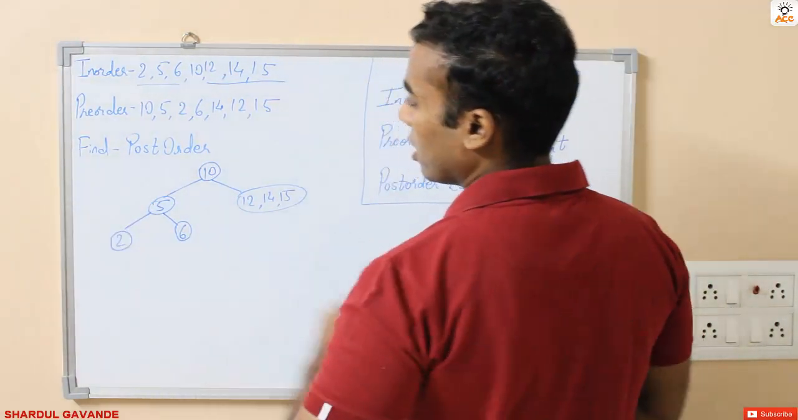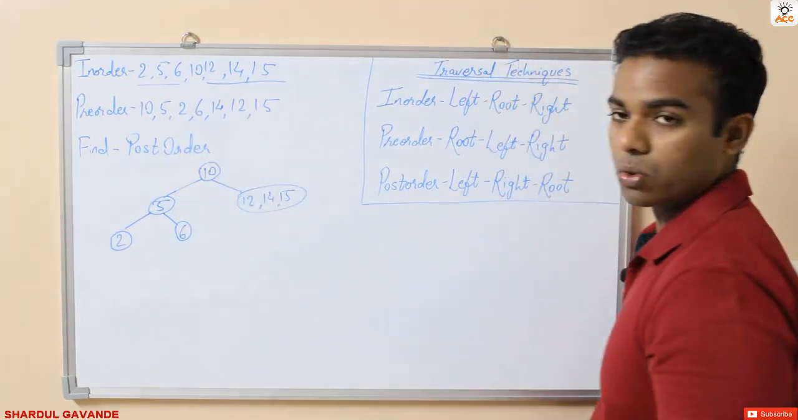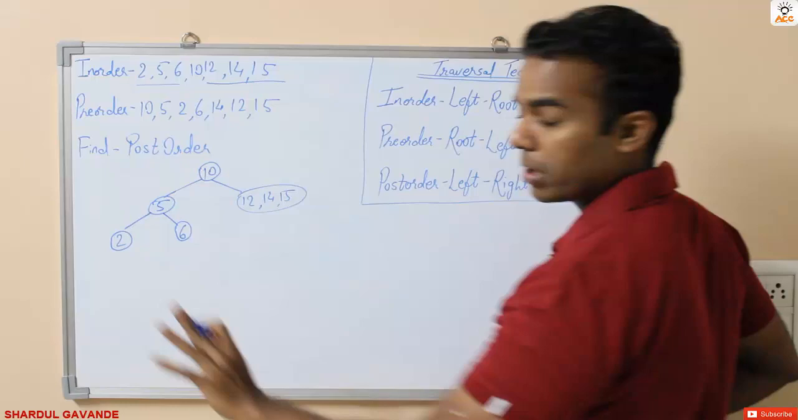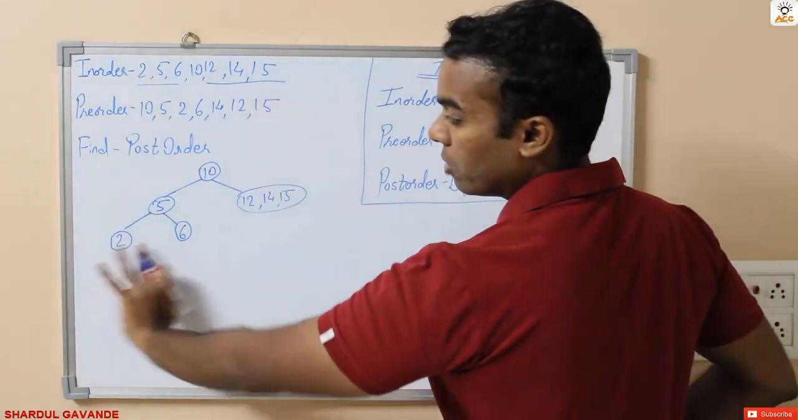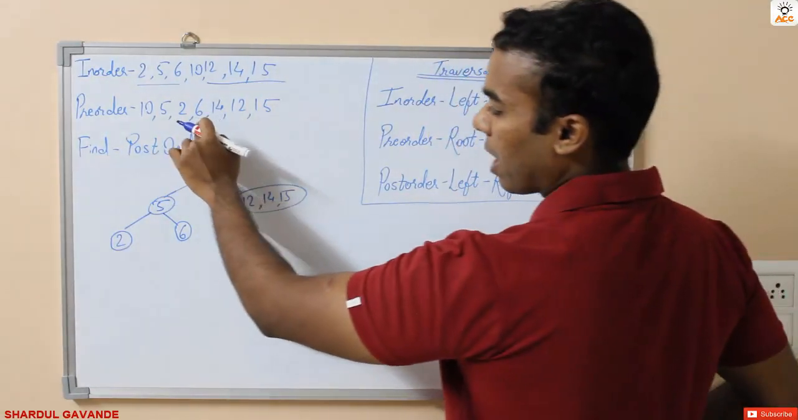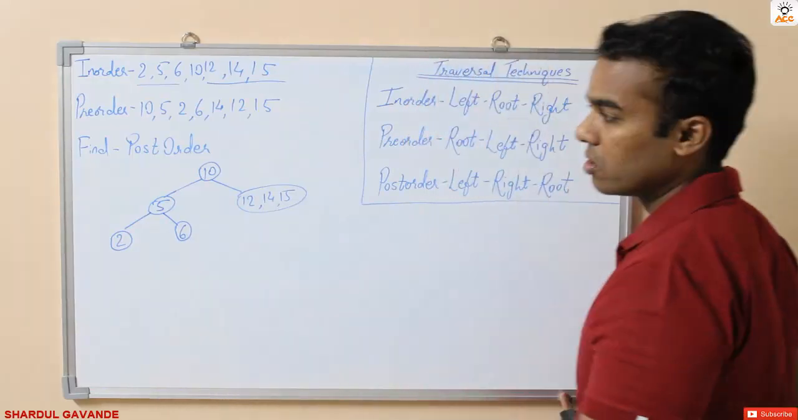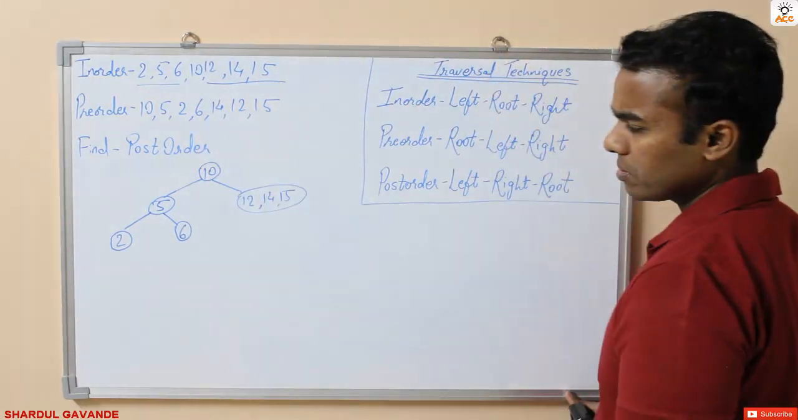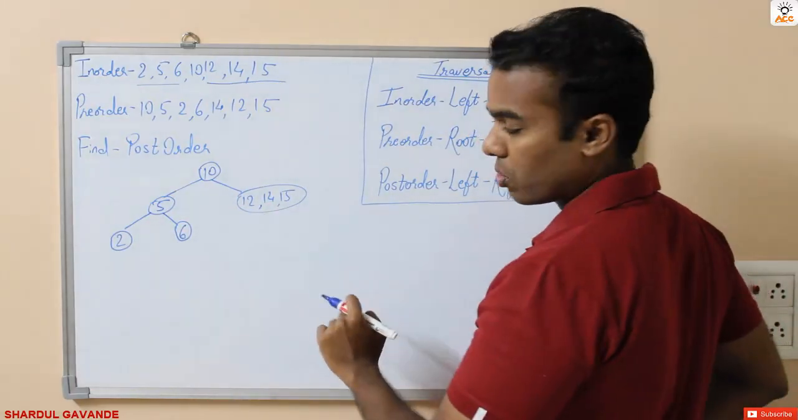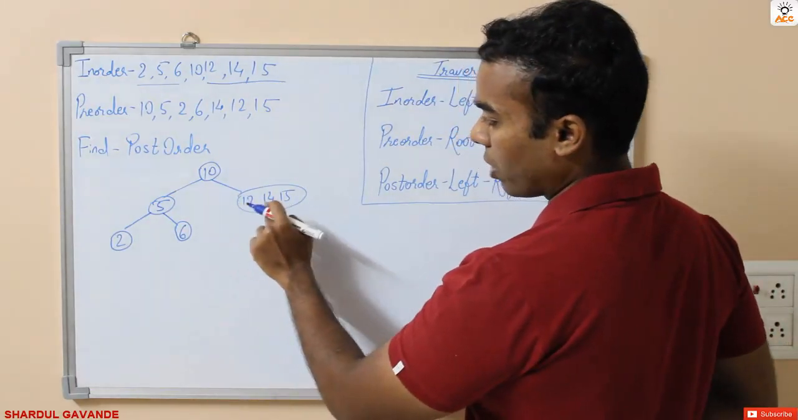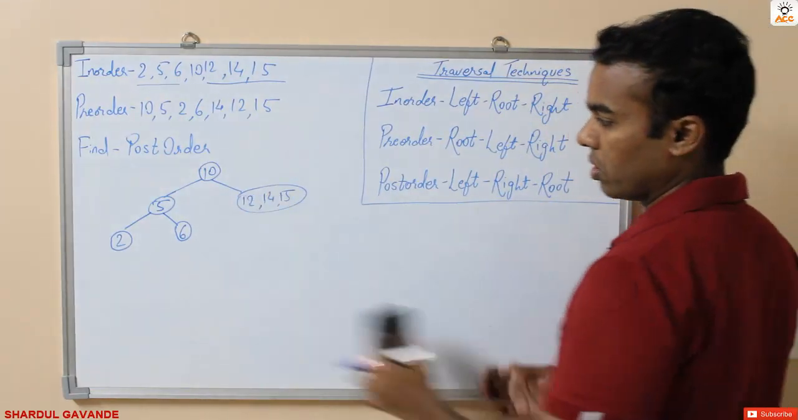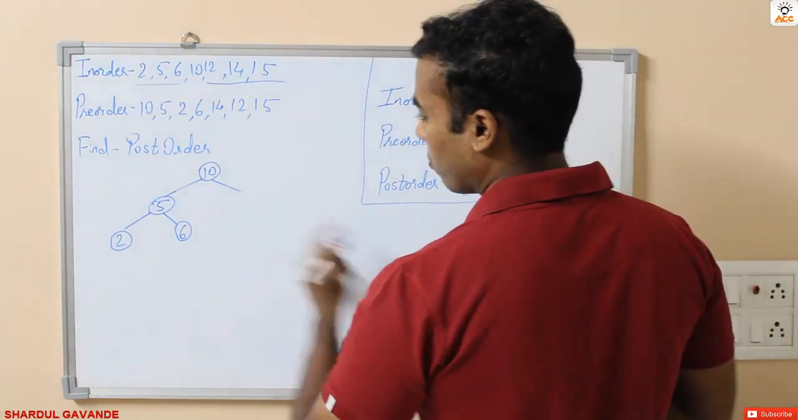Similarly, next what we have is 2. Next root node is 2, but we have already completed 2, so we will not touch it. Next what we have is 6. Again 6 is done, so we'll leave this. Next what we have is 14. So 14 is the next root node. We have 12, 14, 15 here. So 14 would be the next root node, so I will write here 14.